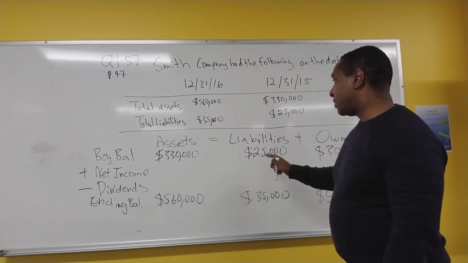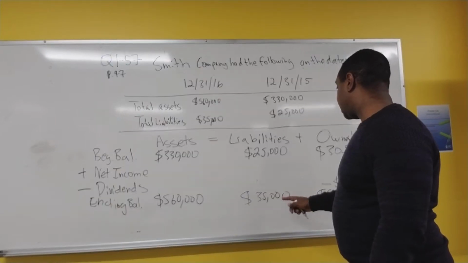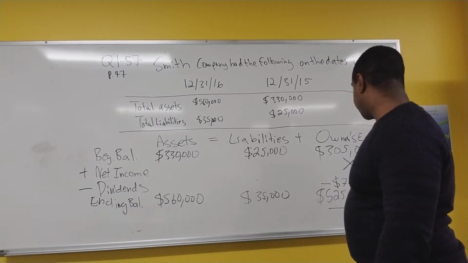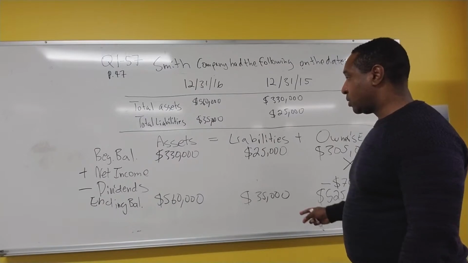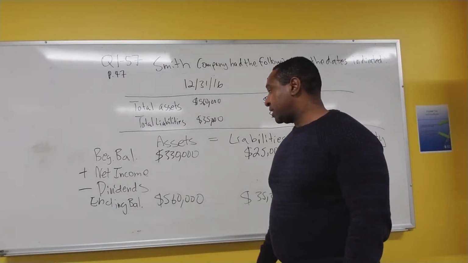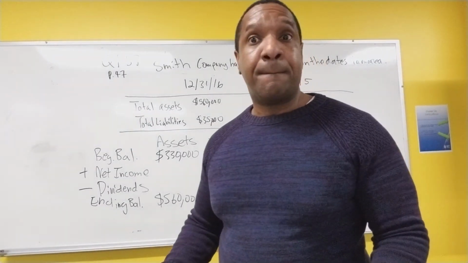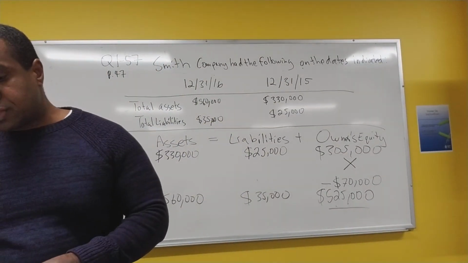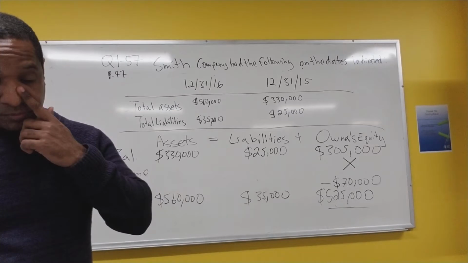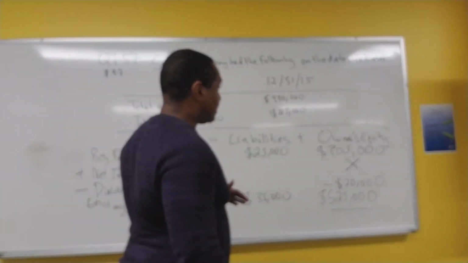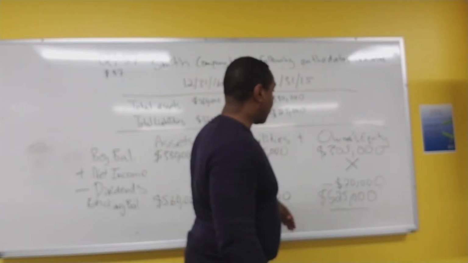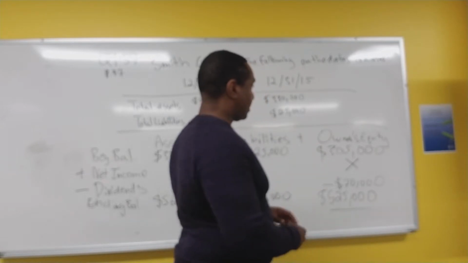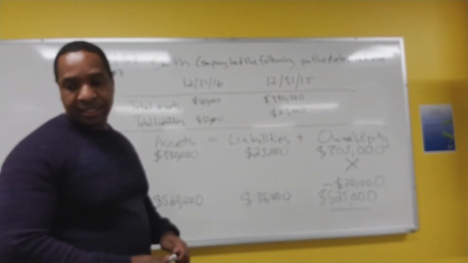You remember, assets equals liabilities plus owner's equity, right? So these two added up give us the 560,000. But we want to find out what the net income is. That's the question. So how do we do that? Well, we can do some simple math, but we've got to solve for X, right? We want to find out what X equals.